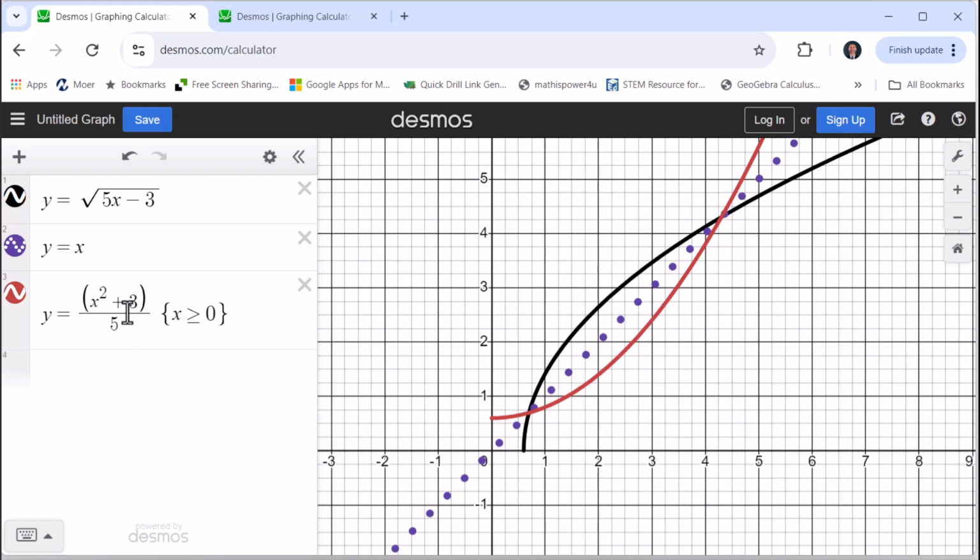Notice how if we didn't have this domain restriction for f inverse of x, we'd have the graph of an entire parabola, which would not be the graph of f of x reflected across y equals x, which is why it's always important to determine the domain and range of the given function as well as the domain and range of the inverse function.